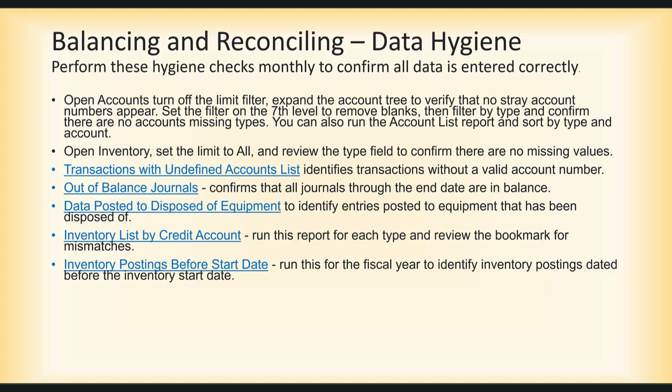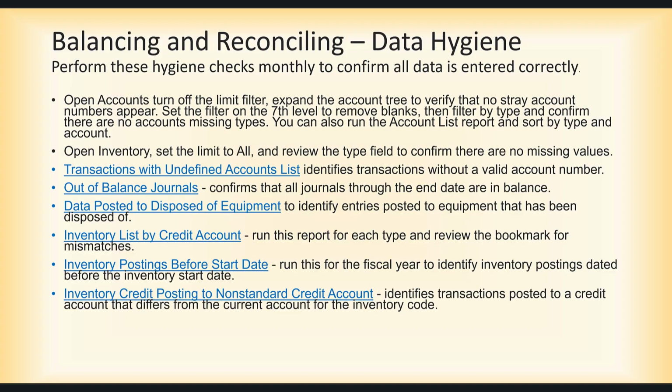So again, it's a quick report. Generally, you don't find too many of these in your system. Inventory credit posting to non-standard credit accounts. This one's important as well, because it checks to see that every inventory post that you did equals the current value of the inventory credit. So there may be some things that are a little off on your system.